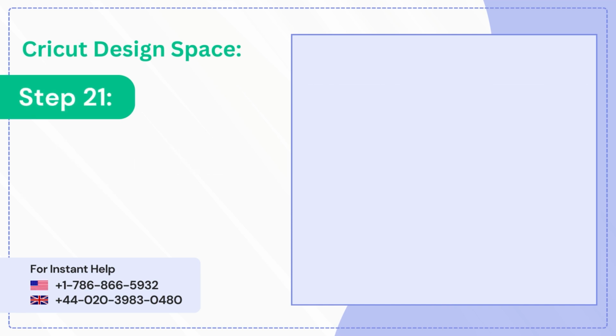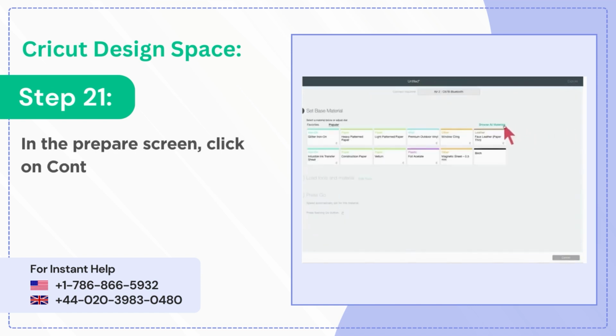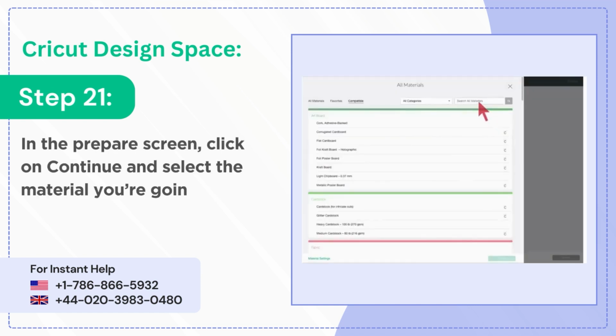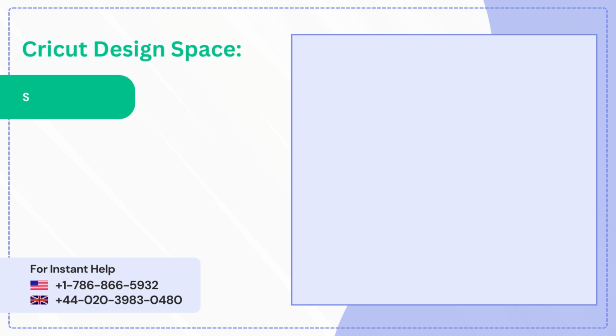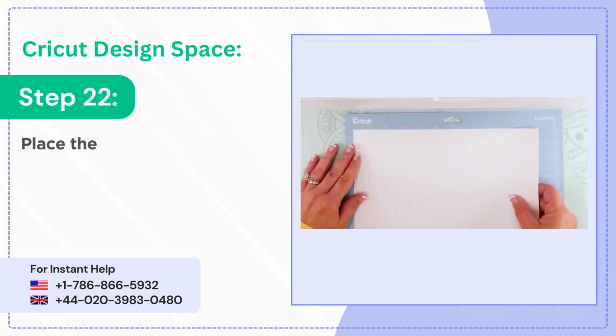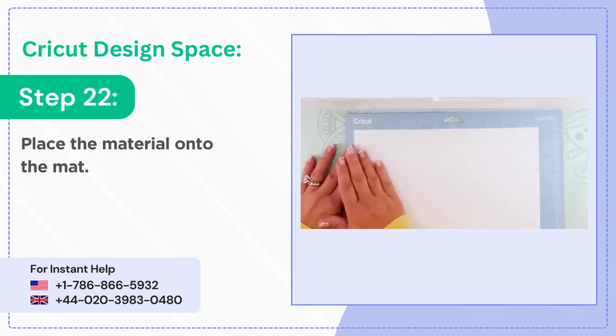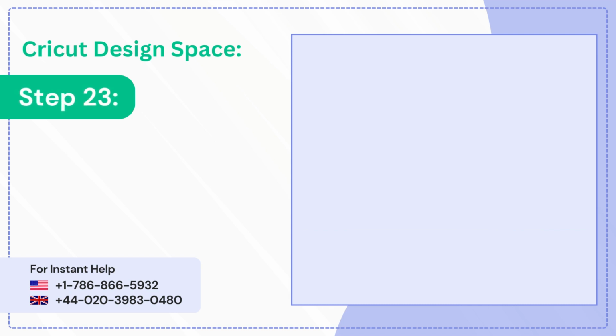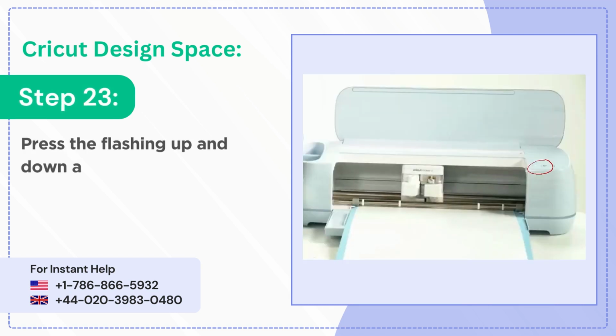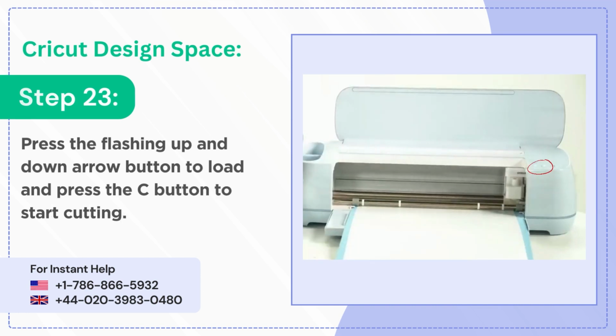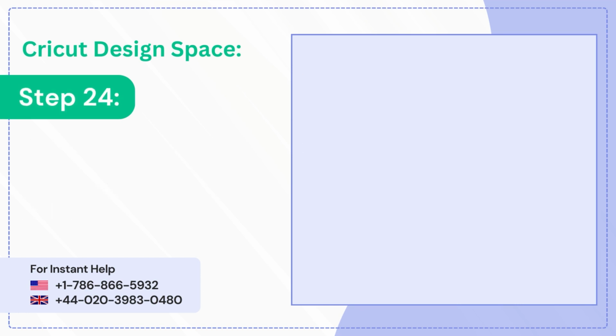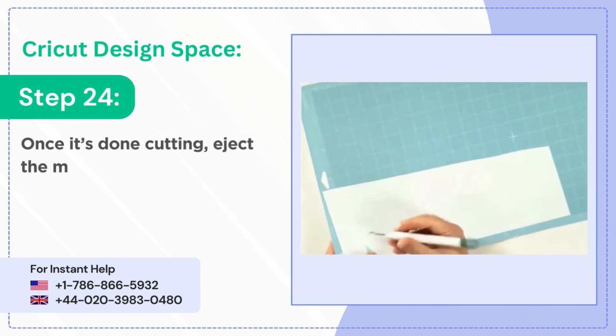Step 21. In the Prepare screen, click on Continue and select the material you're going to use. Step 22. Place the material onto the mat. Step 23. Press the flashing up and down arrow button to load and press the C button to start cutting. Step 24. Once it's done cutting, eject the mat and start weeding.